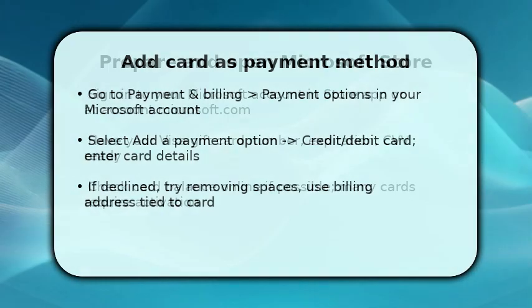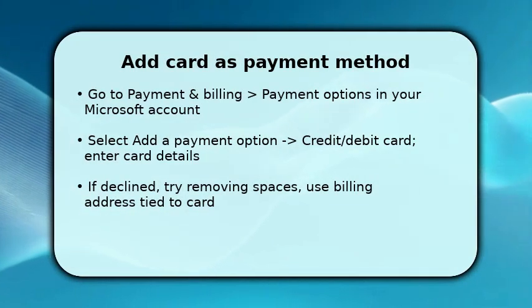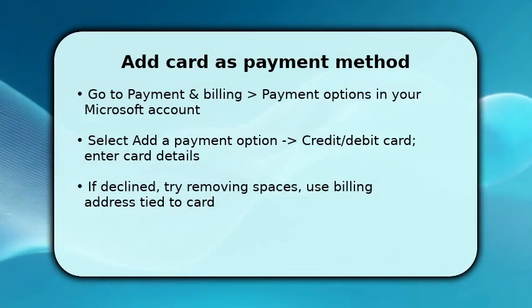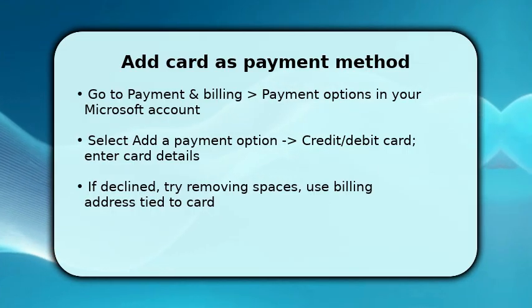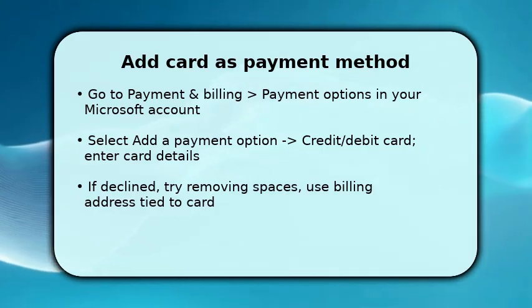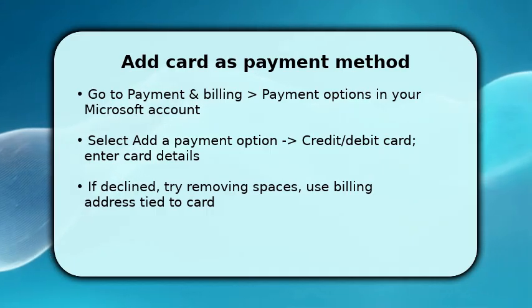Next, navigate to Payment and Billing and choose payment options in your Microsoft account so you can add the Visa gift card. Select Add a Payment option and pick Credit or Debit Card, then enter the card number, expiration, CVV, and a billing address. Use the address the card issuer expects. Once you save it, the store can use this card for purchases.